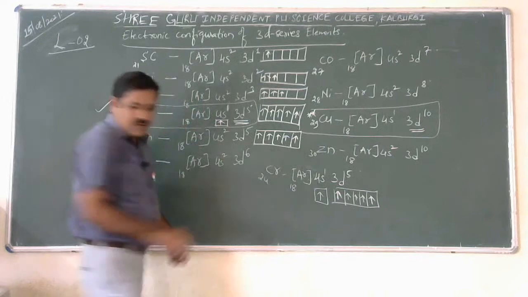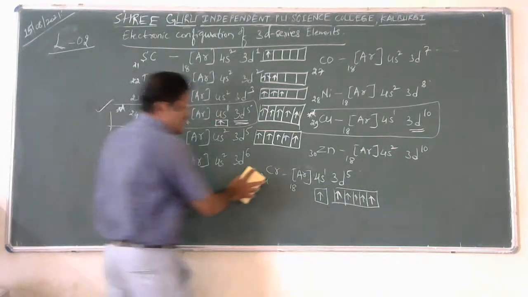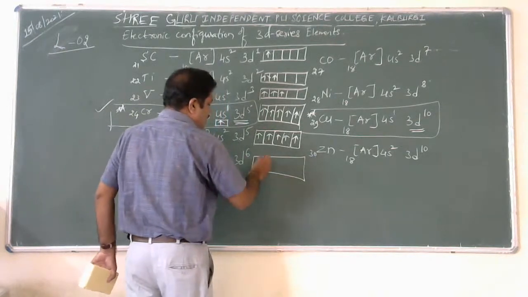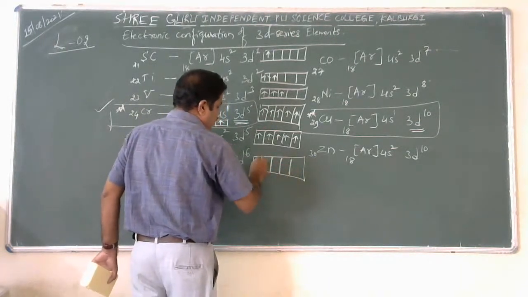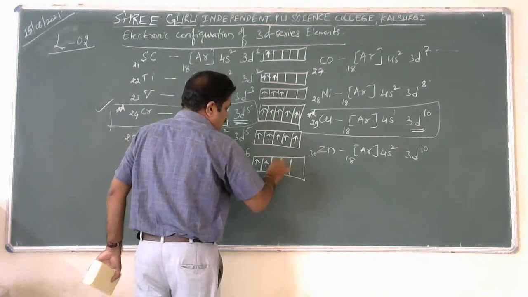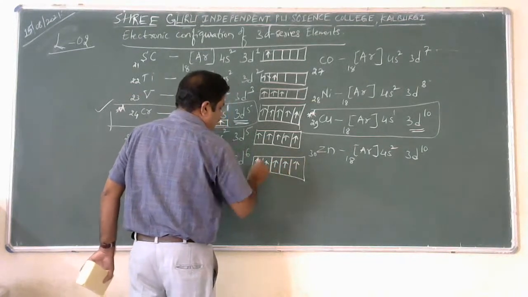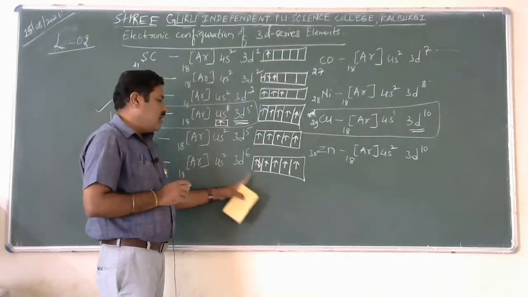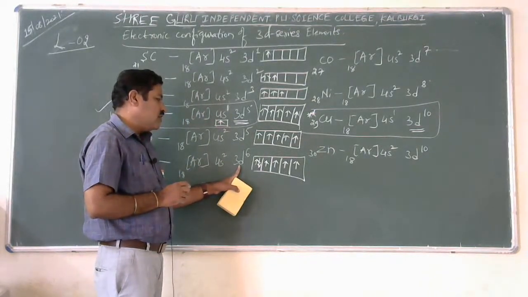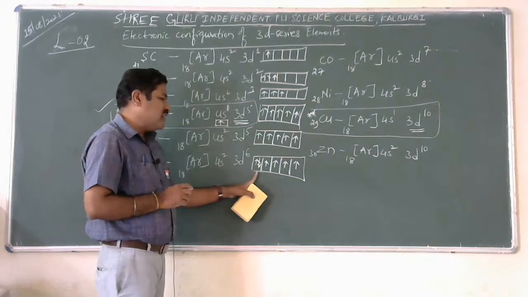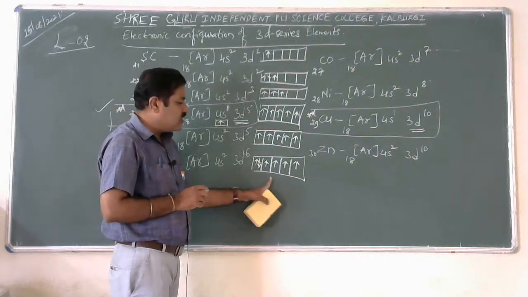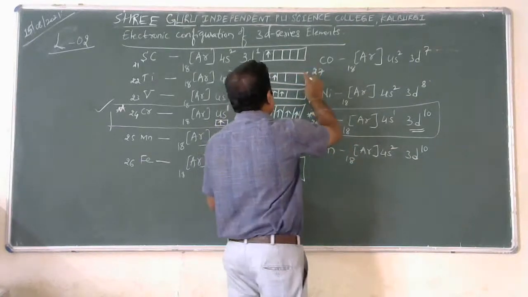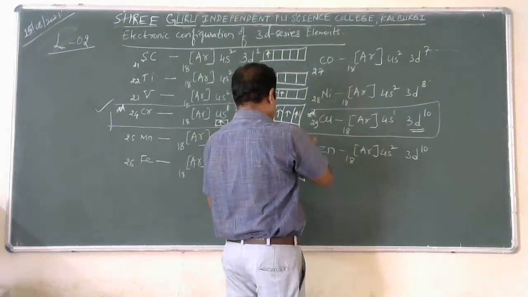When you come to d6, from iron onwards, remember students, pairing of electrons starts. I am writing only the d part: 1, 2, 3, 4, 5, and then this is d6. As the number of d electrons increases, pairing starts and the number of unpaired electrons decreases. So here it is 4.